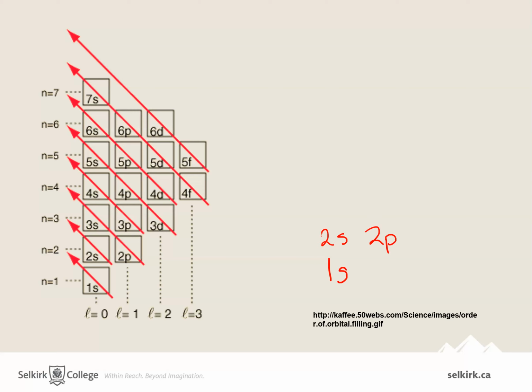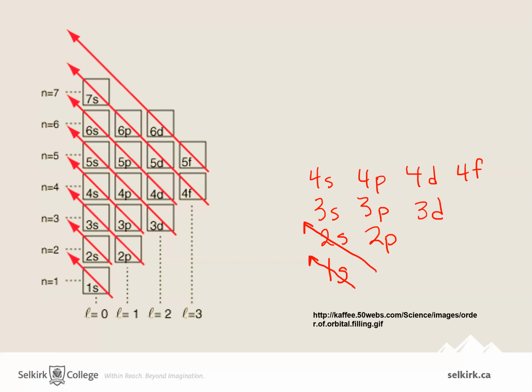And I'm writing them straight across as if they were degenerate. Third energy level, 3s, 3p, 3d. Fourth energy level, 4s, 4p, 4d, 4f, and so on. Now, to make it relevant to a polyelectronic atom, I'm going to go diagonally through those. First, I'm going to fill the 1s.